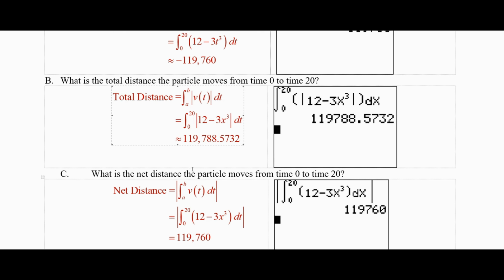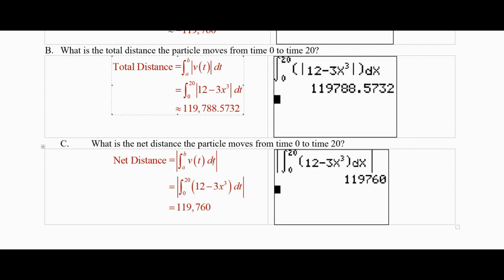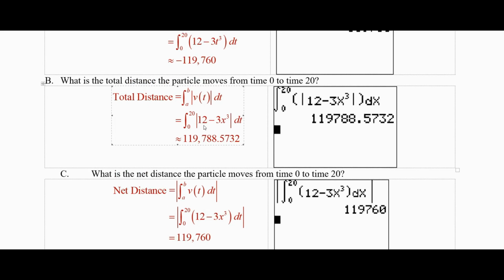It's a little more than what it traveled this way, right? So it looks like it went forward some, and then back to where it started, and then even further back to the left at the end. This one here is the net distance it traveled, the absolute value of the integral, and so that is that. So it ended up 119,760 units away from the starting spot. It happens to be in the negative direction, but that's the distance. Distances are positive.